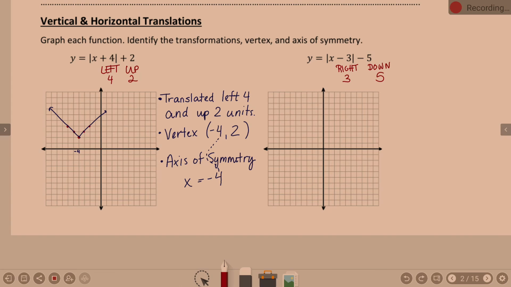Okay, can you graph it? Yep. Take that vertex that's normally at 0, 0, and move it. Right 3, down 5. What do I do from there? Use the slope and dots. Okay. Slope of 1, up 1 over 1, and then just reverse it to get the left side, right? These absolute value v's are always symmetric.